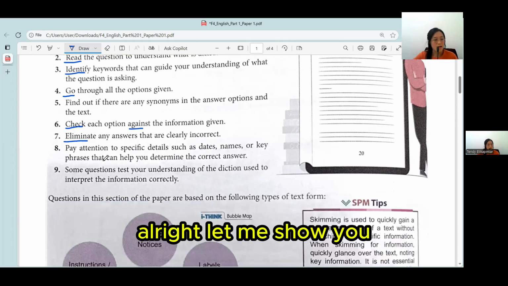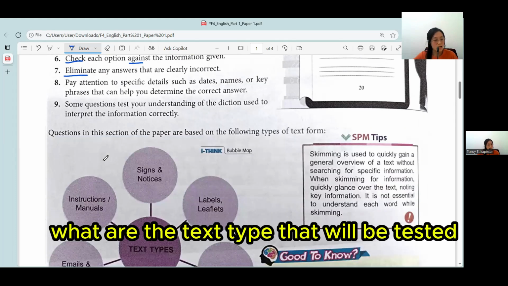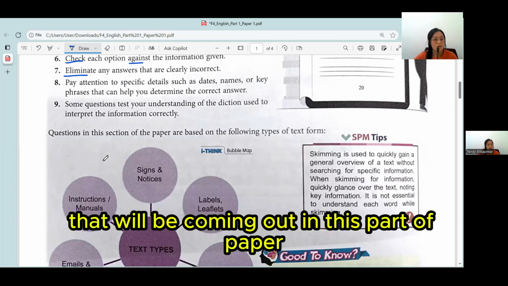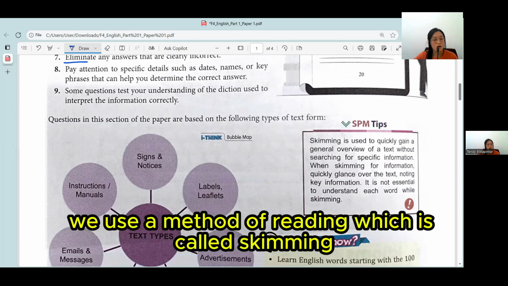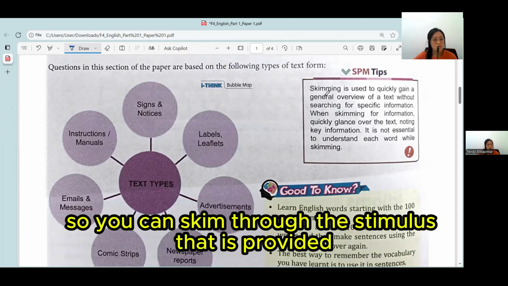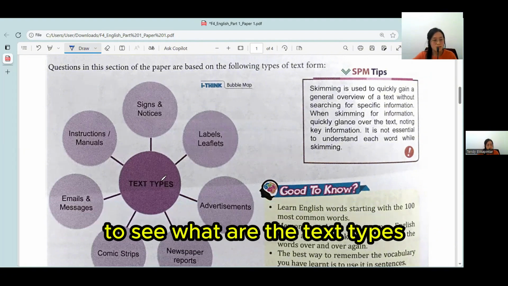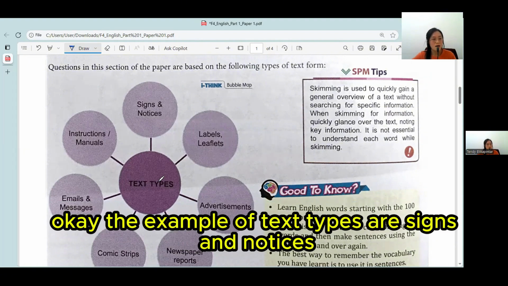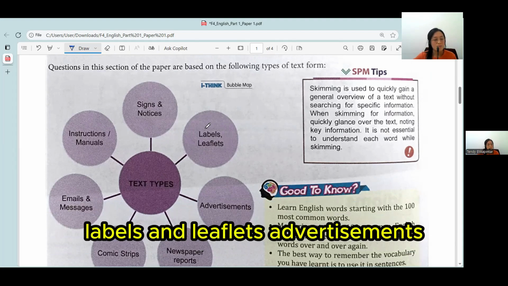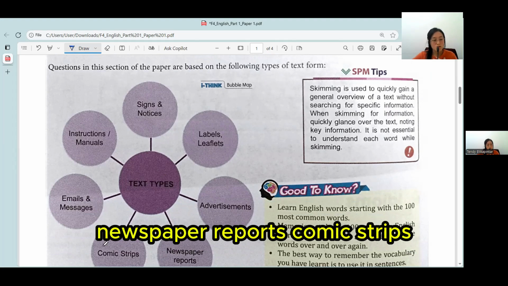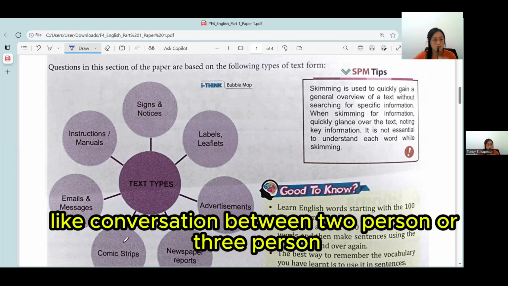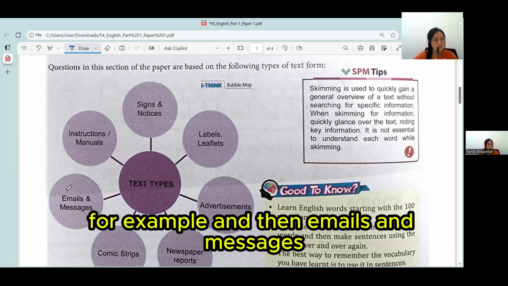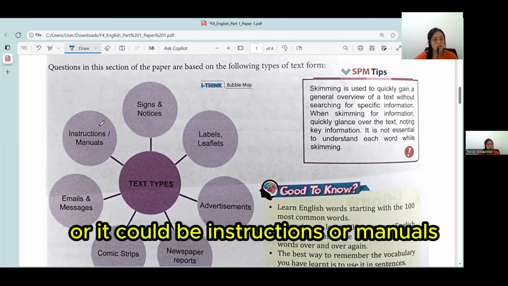Let me show you the text types that will be tested and will come out in this part of the paper. We use a method of reading called skimming. You can skim through the stimulus provided to see what the text type is. Examples of text types are signs and notices, labels and leaflets, advertisements, newspaper reports, comic strips like conversations between 2 or 3 people, emails and messages, or instructions or manuals.